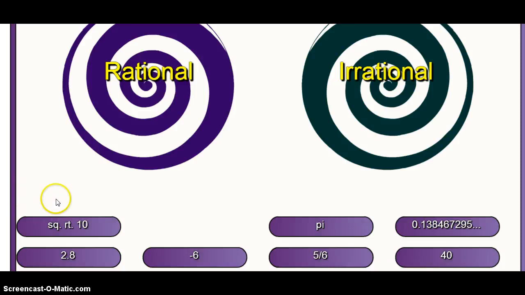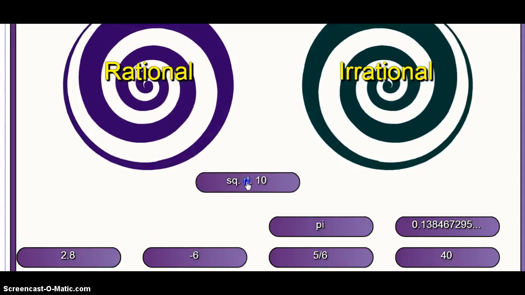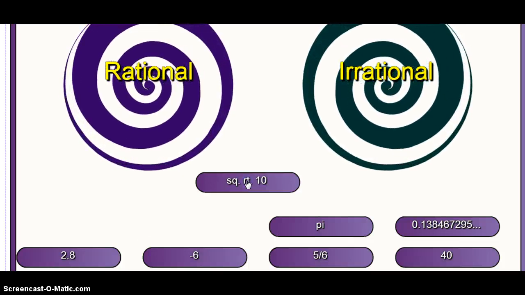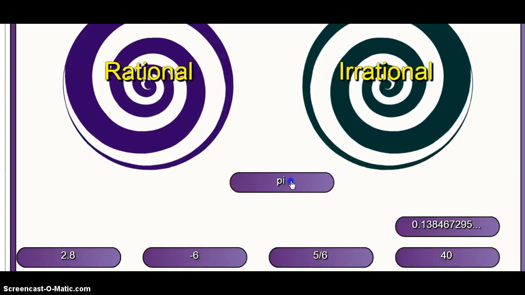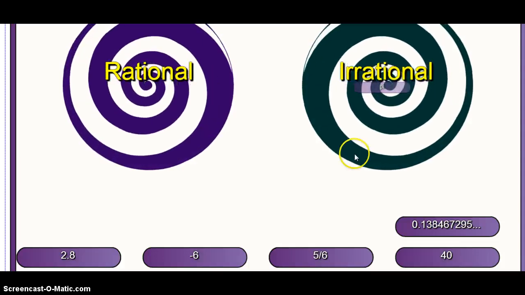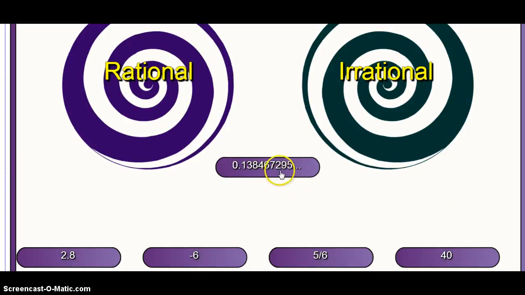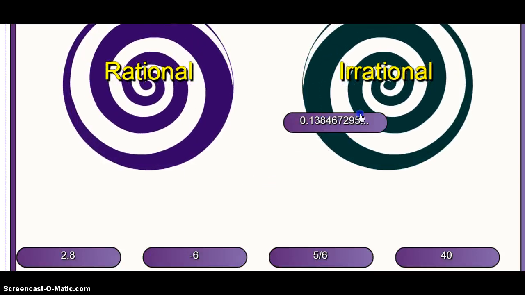Alright, so now that you've tried it, let's go through this. A square root of 10. Once again, anytime it is an imperfect square, which 10 is, it will be irrational. And just to prove it, if you punch it in the calculator, you get 3.162277660168337. That is not repeating. Okay, non-repeating decimals go to irrational. Pi, irrational. It goes on forever, does not repeat. Let's look at this number, 0.138467295, and it goes on forever. I see nothing that repeats, therefore it must be irrational.